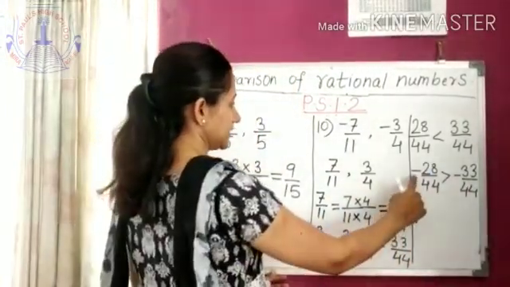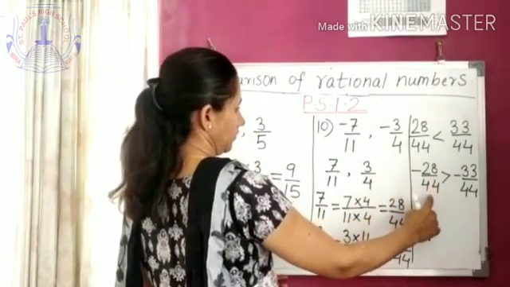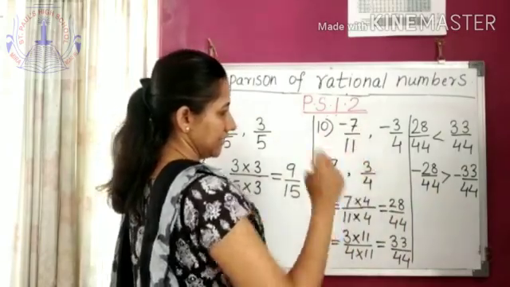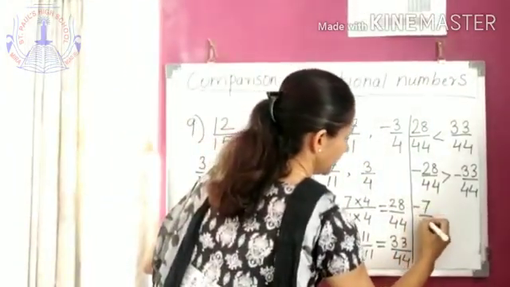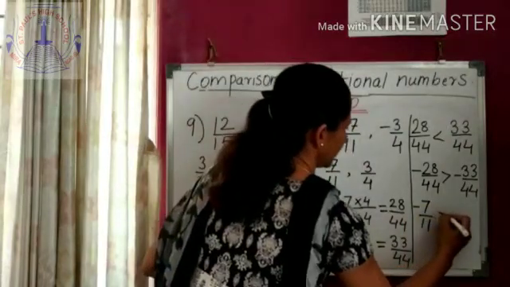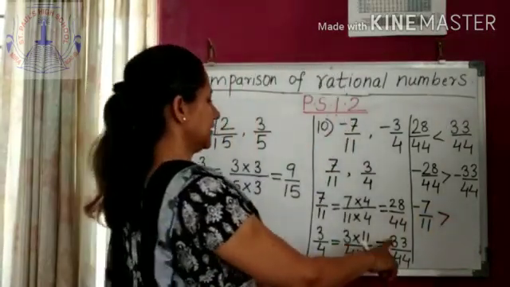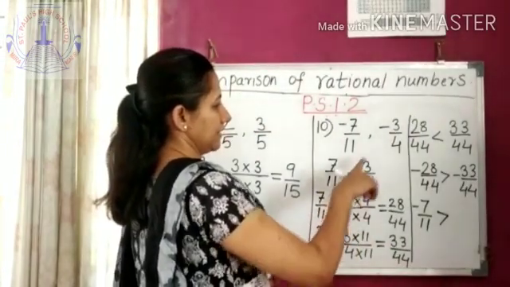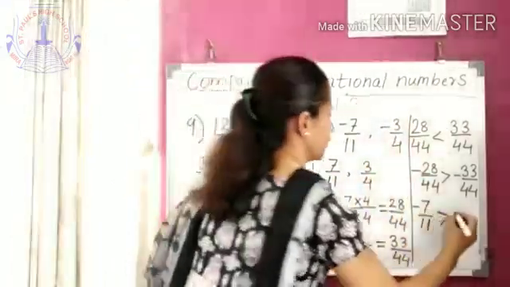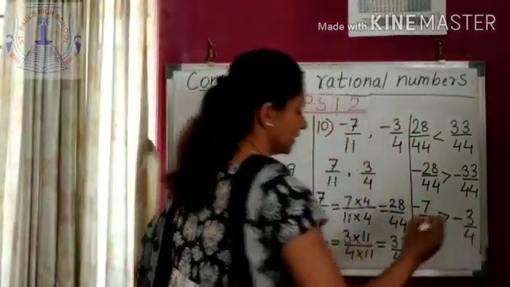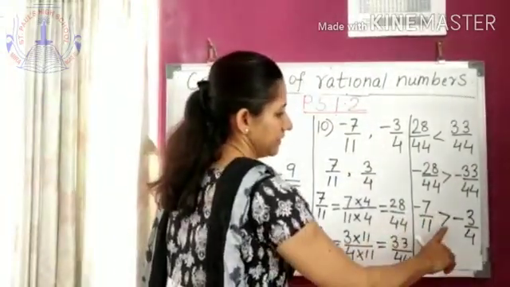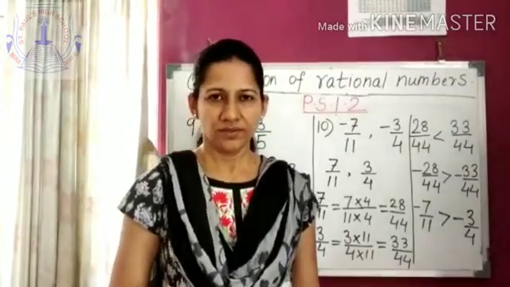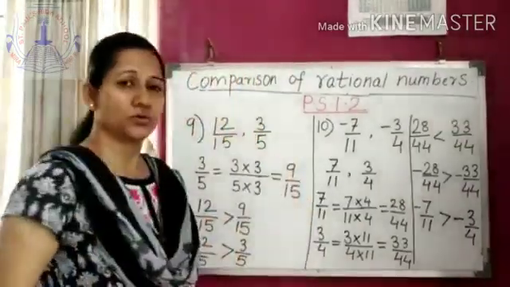Okay. So let's see now this minus 28 upon 44, it corresponds to minus 7 upon 11. So minus 7 upon 11 also will be greater than minus 33 upon 44, but it corresponds to 3 upon 4. So it will be greater than minus 3 upon 4. So here is the answer. Minus 7 upon 11 will be greater than minus 3 upon 4. This is the 10th one which we have solved. So now we have finished practice set 1.2. Clear?